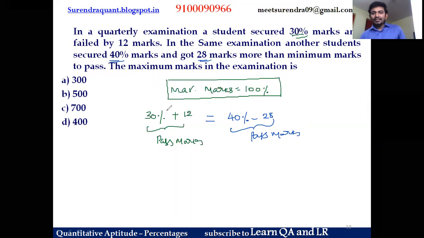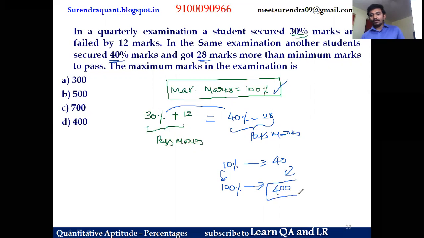So what is the difference in percentage? 40 minus 30, 10%. What about minus 28? Bring it to the other side, plus 28. So 12 plus 28 is 40. So that means 10% is 40. Then the maximum marks are 100%, right? So 100% is 10 times, so the maximum marks should be 10 times 40, which is 400 marks.